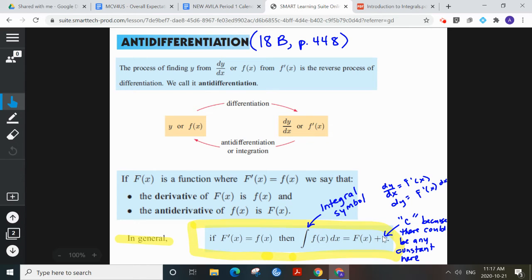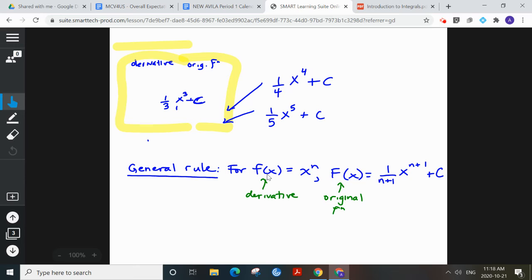Now, there's always a plus c when we take our integral, and that's because we know that when we take the derivative, any constants become 0. So we have to consider that there may be a constant that we weren't considering when we took the integral. That'll be more clear as we do some examples.